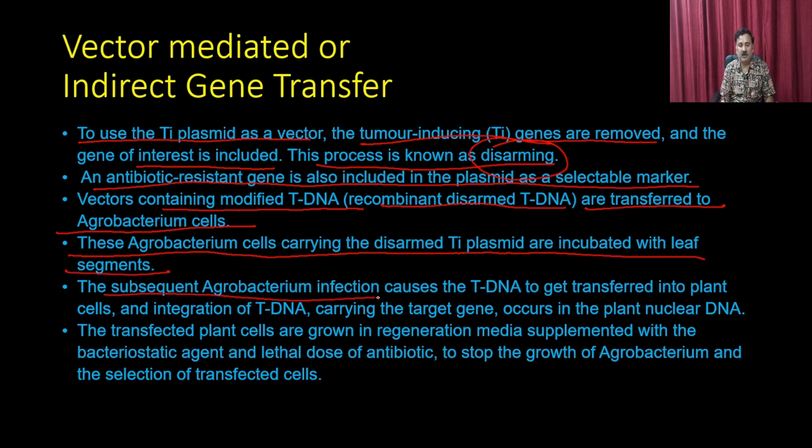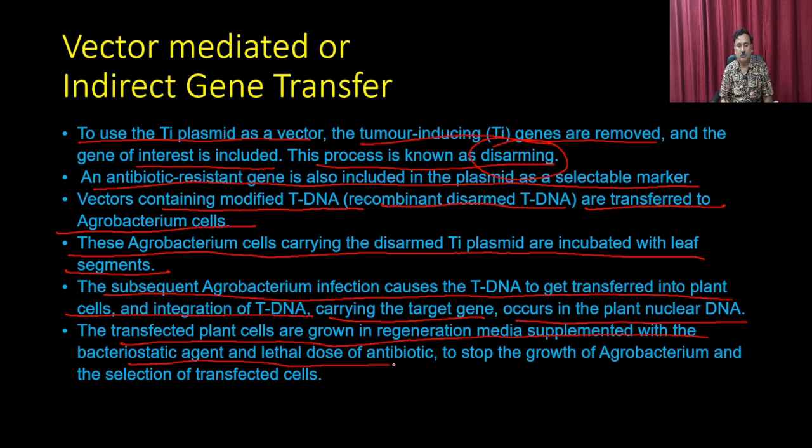The subsequent Agrobacterium infection causes the tDNA to be transferred into the plant cell, and the integration of the tDNA carrying the target genes occurs in the plant nuclear DNA. The transfected plant cells are grown in regeneration media supplemented with a bacteriostatic agent and a low dose of antibiotic to stop the growth of Agrobacterium and to select the transfected cells.